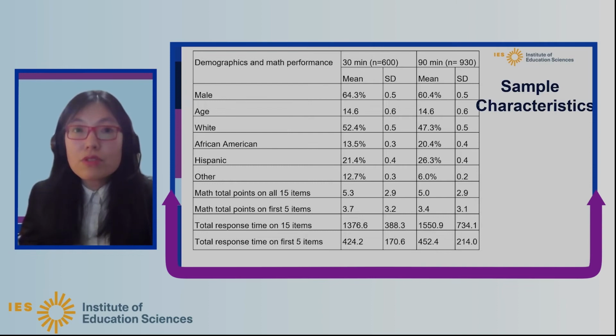This table shows our sample characteristics. The 30 minutes column is the standard test condition. The 90 minutes column is the extended time condition. The descriptive analysis table shows that students with learning disabilities in the extended time condition were more likely to be minorities or female and scored lower on the first 5 items and all 15 items than students with learning disabilities in the standard testing time condition.